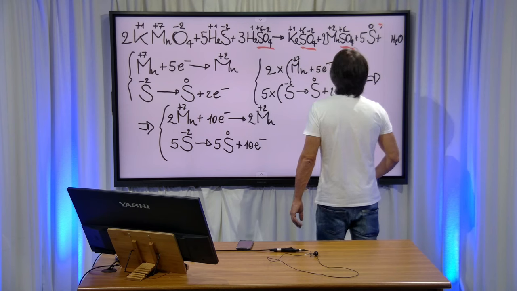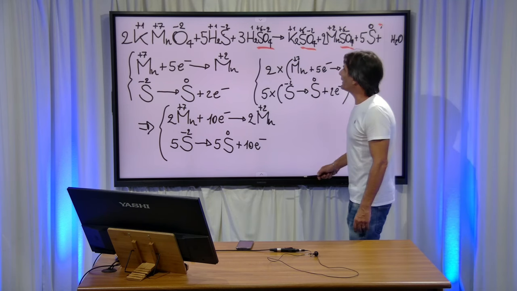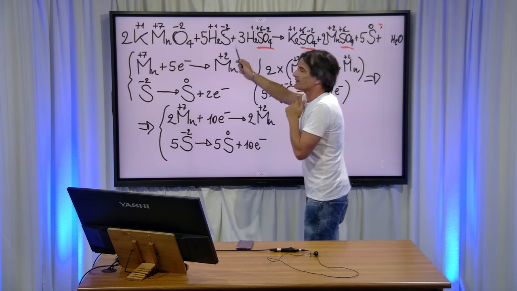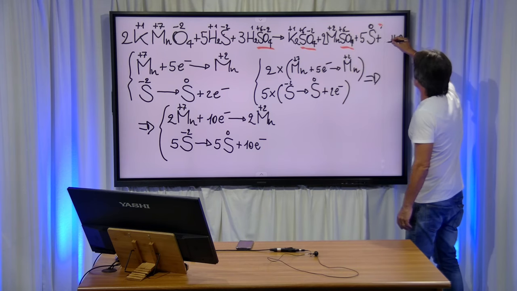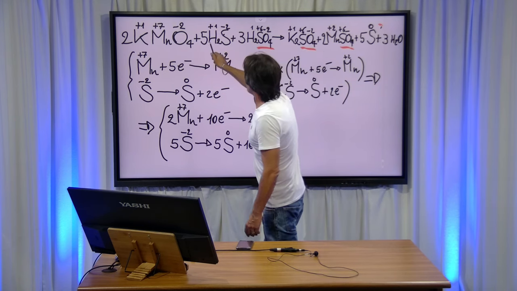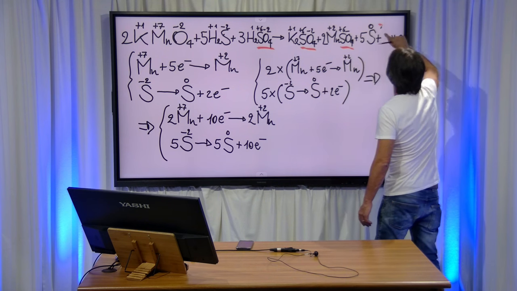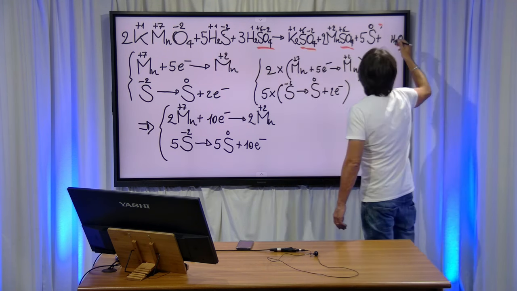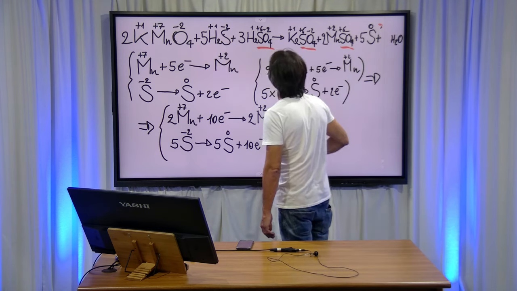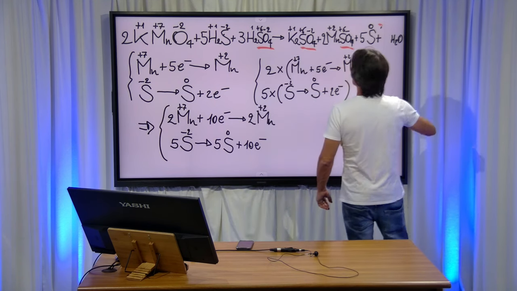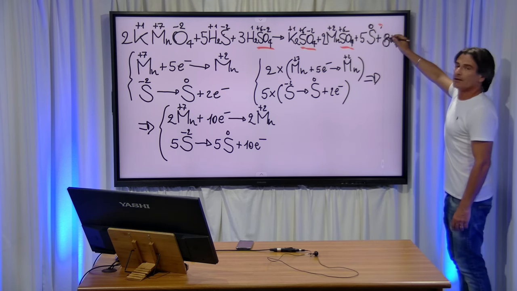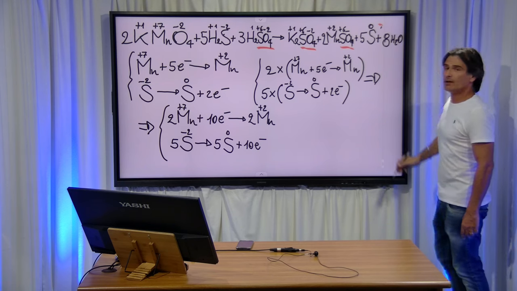Perfect. For the last, I have to balance the hydrogen. Here we have 6 atoms of hydrogen, and I can put 3. We have 6 plus 10 atoms of hydrogen, so 16 atoms of hydrogen in total. And so here I have to put 8 to obtain 16 atoms of hydrogen in total.